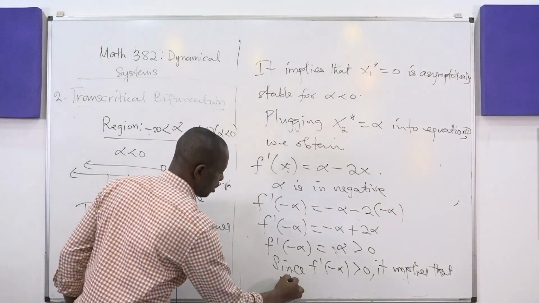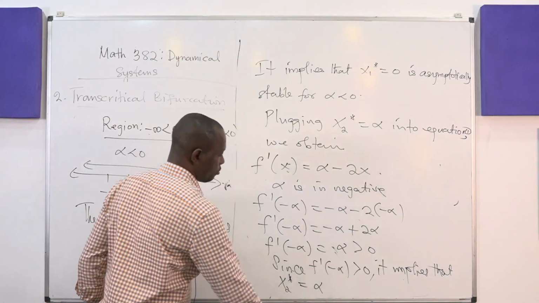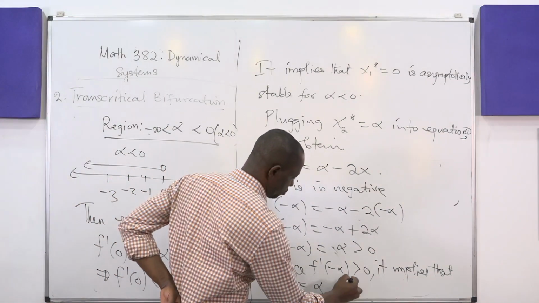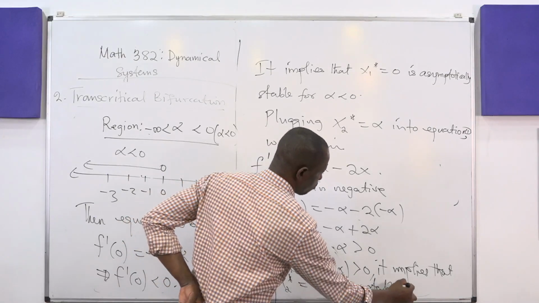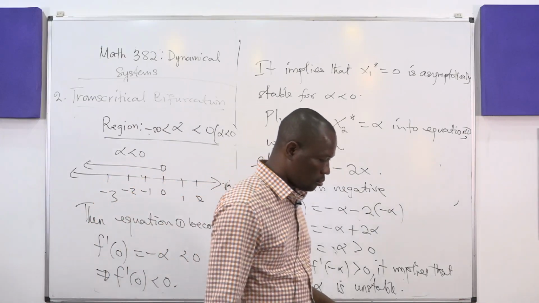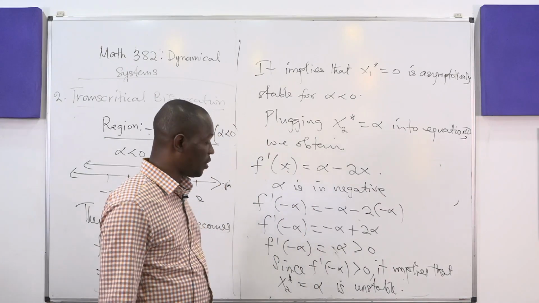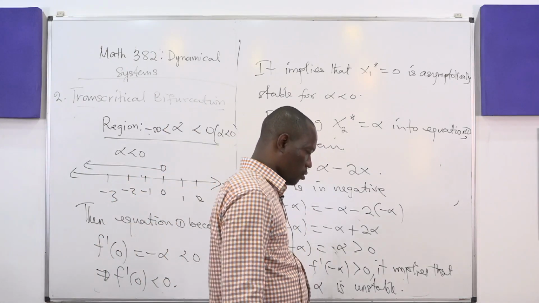Is that okay? So since f prime at minus alpha is greater than 0, it implies that x2 star equals alpha is okay? It's unstable. It's unstable. You get it? Or if you wish, you can say minus alpha, it's unstable.